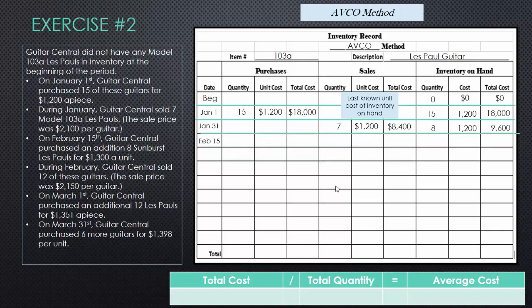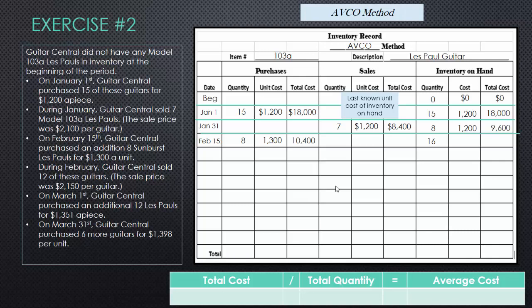Next up, on February 15th, we are going to purchase an additional 8 Les Pauls. This time we're going to pay $1,300 per guitar. So we're buying 8 guitars at a unit cost of $1,300, which means this purchase is going to cost us $10,400. Well, now our inventory on hand is going to change. We had 8 of these guitars, we bought 8 more, we have 16 in total.